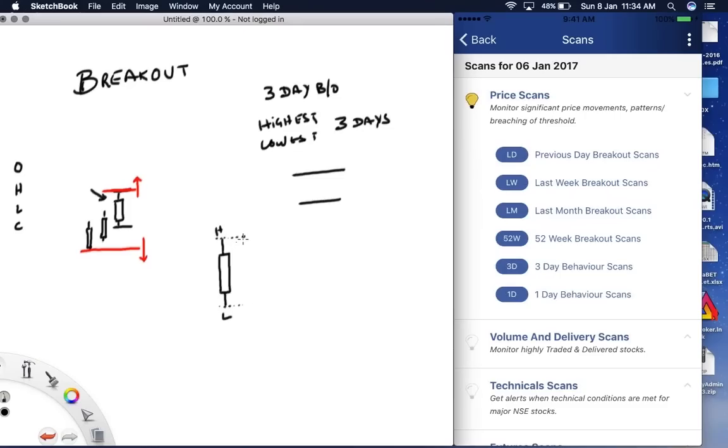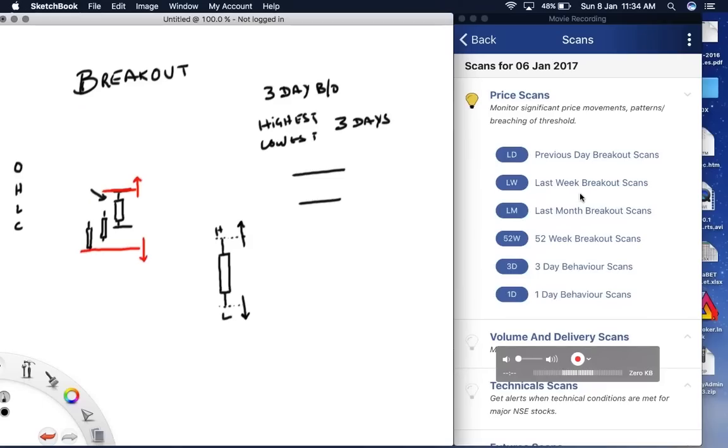Similarly, 52-week breakout scan means it's almost a yearly breakout. It will check the highest point in the last 52 weeks, and it will check the lowest point in the last 52 weeks. And now the stock is going above the 52-week high. That's a very strong sign.